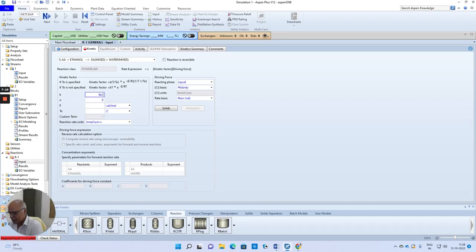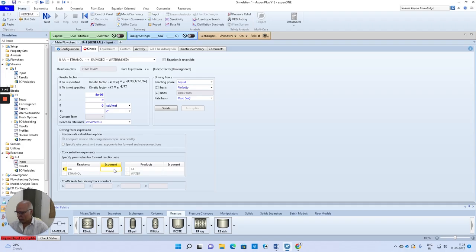8e minus 6. So again, be careful that the reacting phase should be liquid. Already in the reactor, we said it is a liquid phase reaction. And because the reactor is operating at isothermal conditions, we may not require the information about the activation energy. So you can say 0. Only when you want to calculate the value of the rate constant at different temperatures, you may require the value of E. Otherwise, it can be specified as 0. Whatever value you give here is not going to affect your results.